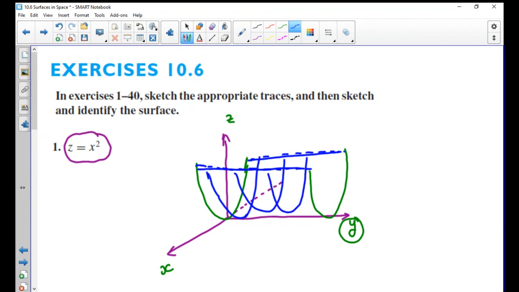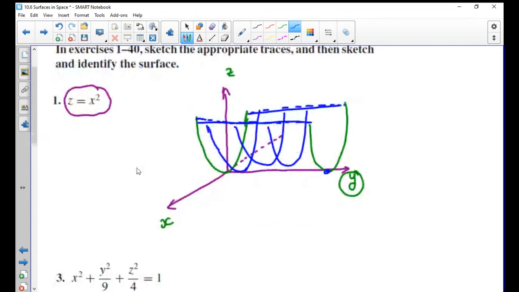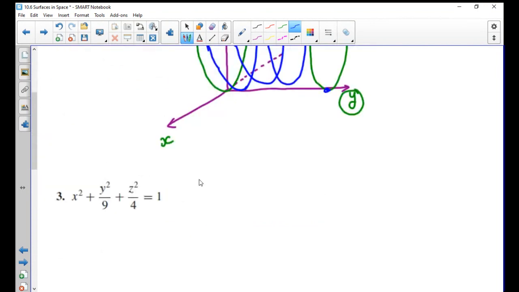It's open from the top. You can see that at every y, it's a parabola, like this one, we did an example like that just a moment ago. So what is this shape? It's an ellipsoid, like that.